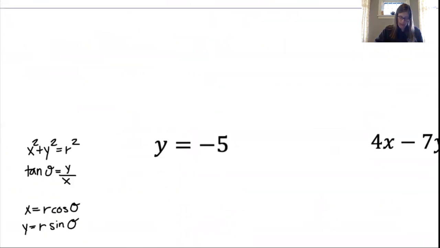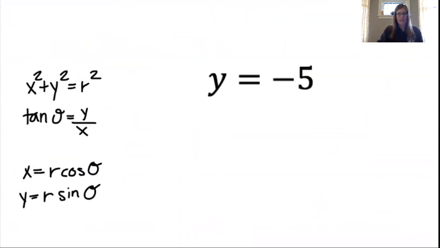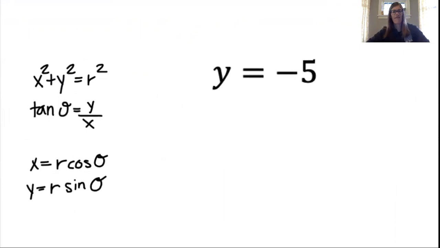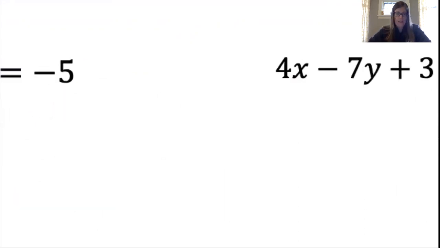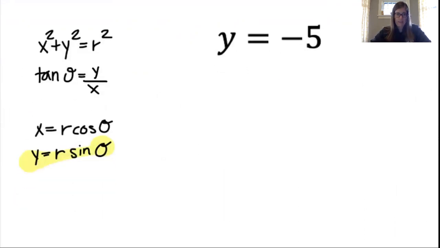Okay, I think I have 2 more examples. Let's look at y equals -5. This is rectangular. I want to put it in polar. And based on what I have, I don't have a lot of options, right? All I have is a y. So I'm going to make the substitution r sine theta.